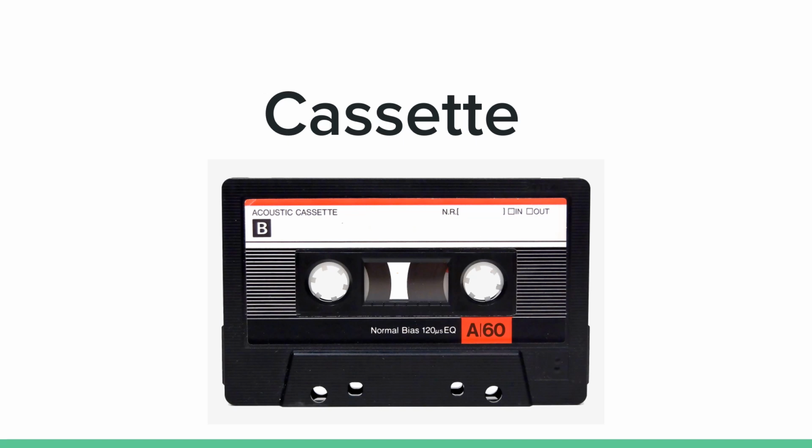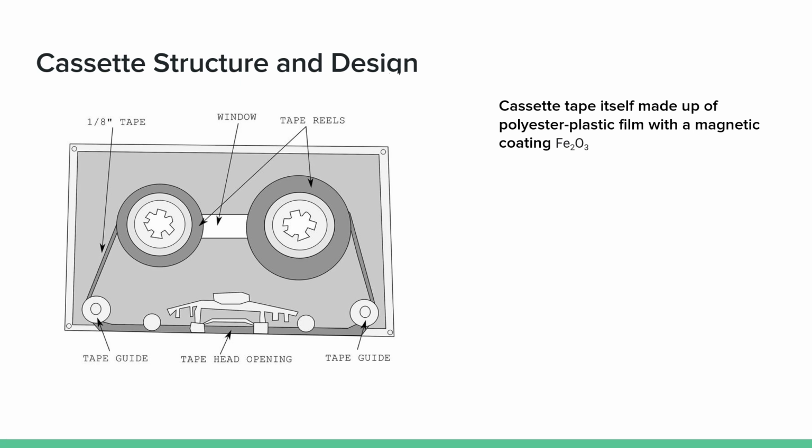So cassettes are one of the forms of tapes. They require magnetic tapes to function. Let's dive right into it. Let's talk about the cassette structure and design. The cassette tape itself is made up of polyester plastic film with a magnetic coating of ferrous oxide. Here we can see the two tape reels, the tape guide, the tape head opening, another tape guide, and then the 1/8 inch tape, and then the window.